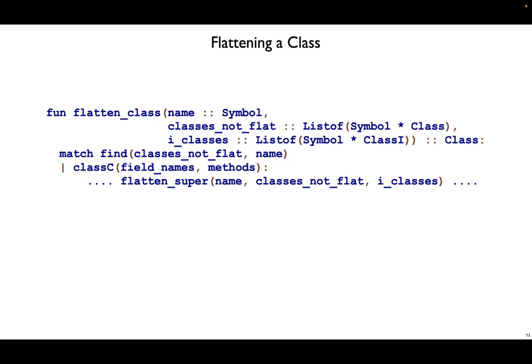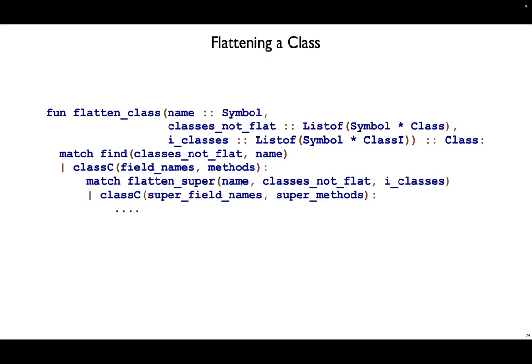We now need to get all of the parent field names and all of the parent methods. To find those, we might need to search several steps upward in the class hierarchy. For example, if we have a class rattlesnake that extends snake, which in turn extends animal, then we would need to search through snake and animal to find all the fields and methods. So let's make a wish for a helper function, flatten super, which will do all that searching for us. Calling flatten super should give us a class C with all of the field names from the parents and all of the methods from the parents.